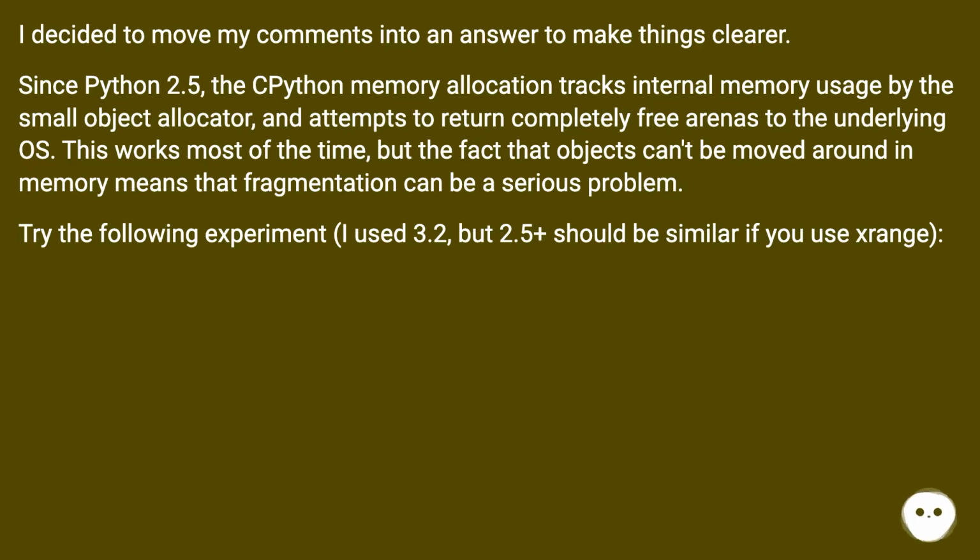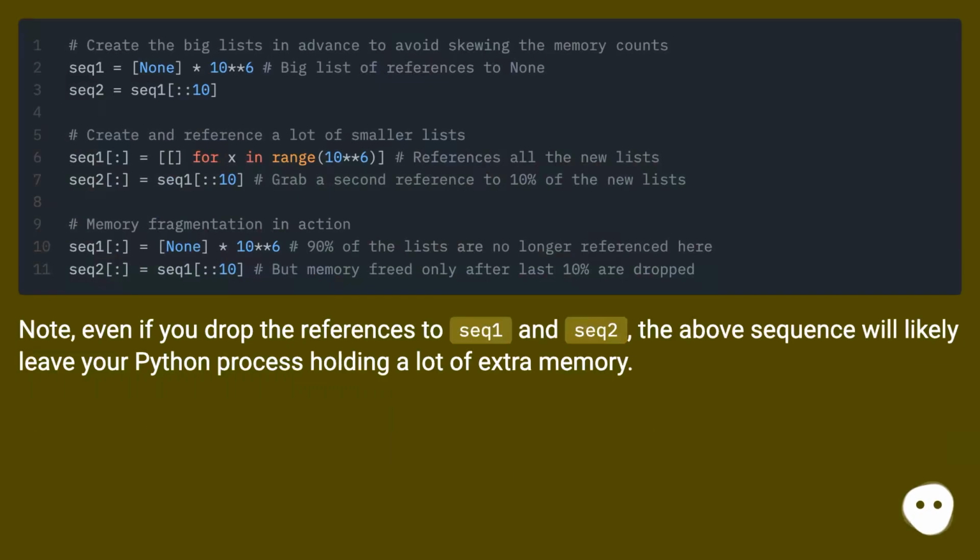Try the following experiment. I use 3.2, but 2.5 plus should be similar if you use range. Note, even if you drop the references to seek1 and seek2, the above sequence will likely leave your Python process holding a lot of extra memory.